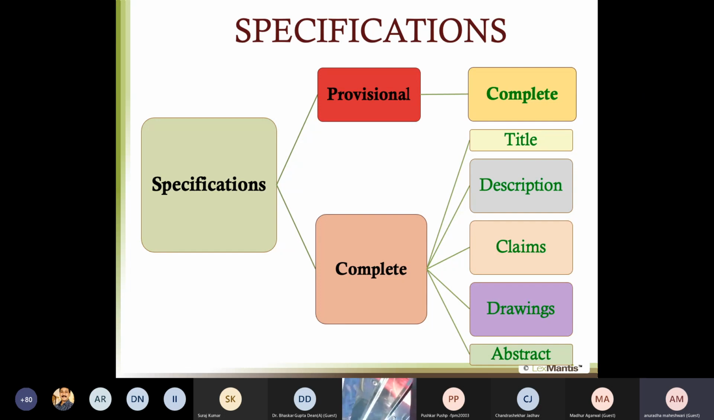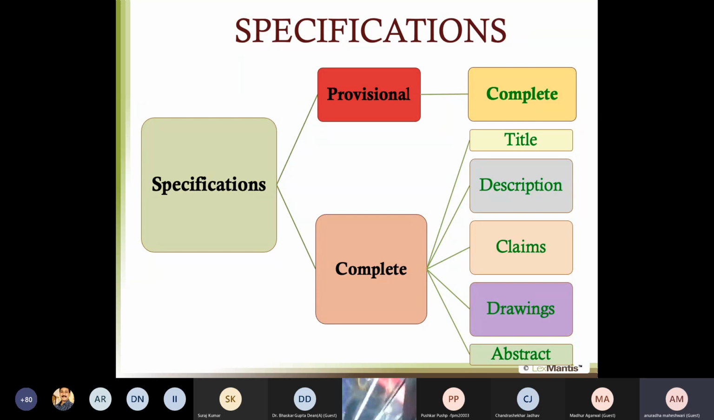I hope you have paid attention to what I have said. I've used the words must have. I did not use the words may have. So there is no compromise on this structure of the patent document, and the patent document has to follow this kind of structure when it is filed for a patent to be granted.